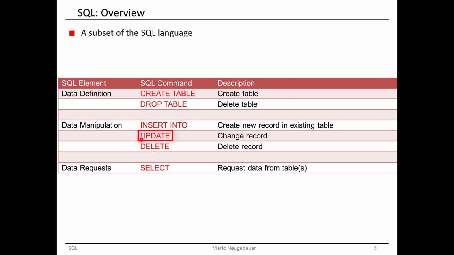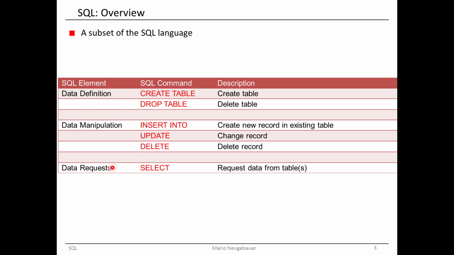You can update data. So you have already a record and you want to change some data in this record. Or you can delete. That means you completely delete a record describing some information from your reality.